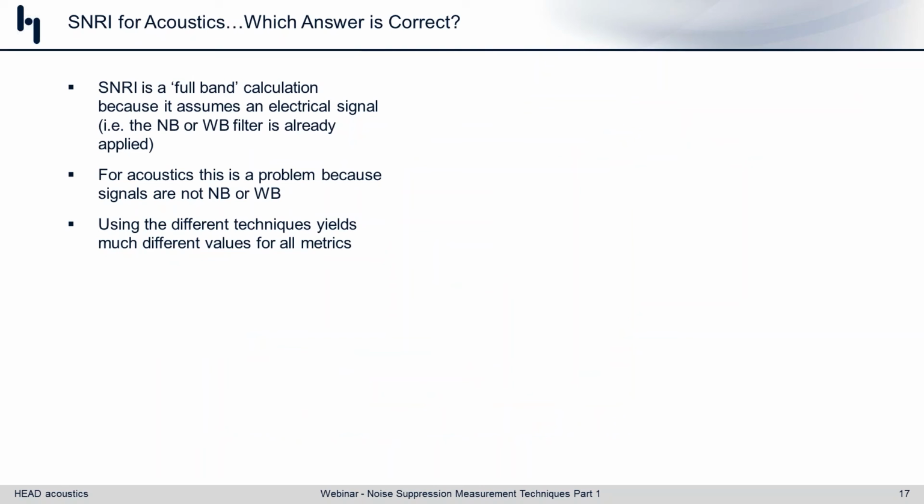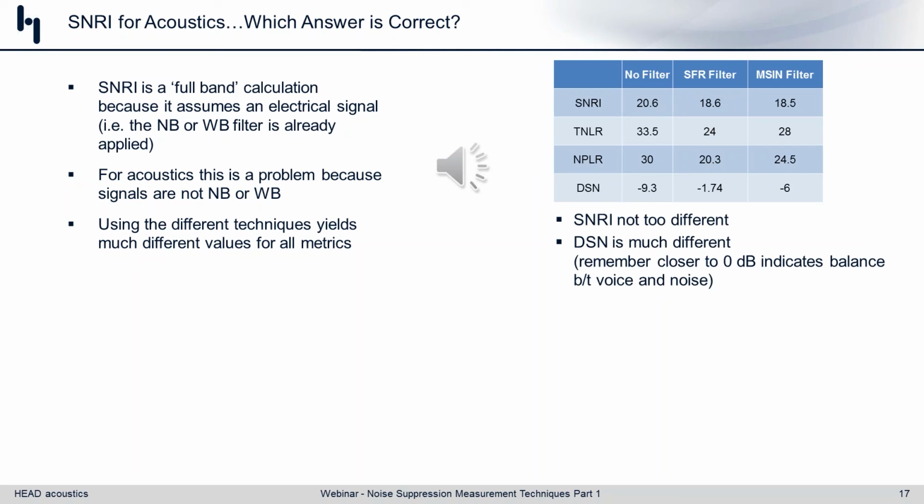So a couple other things, couple words of warning here. SNRI is fundamentally a full band calculation because we're just dealing with the electrical domain, and we haven't really considered things like narrowband or wideband filters. Additionally, the different techniques I'll show you here can give you very different scores. So I won't play these audio files again. These are products that you've already heard earlier in the presentation, but what you'll notice is the scores differ dramatically depending on which filter you apply.